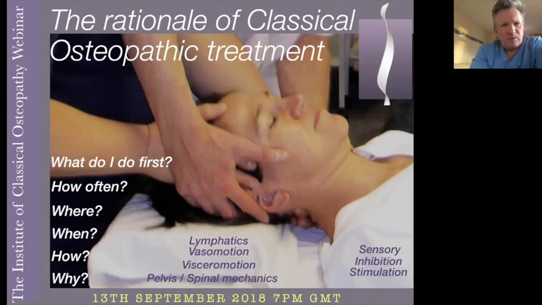What I thought I would start off with is a very general introduction. There are so many questions that come up when you first approach classical osteopathy in terms of treatment. The questions I've put up on the screen here: what do I do first? How often do I treat patients? Where do I apply certain things? When do I do certain things, and so on and so forth. So I just wanted to provide a little bit of a guideline to some of these things.